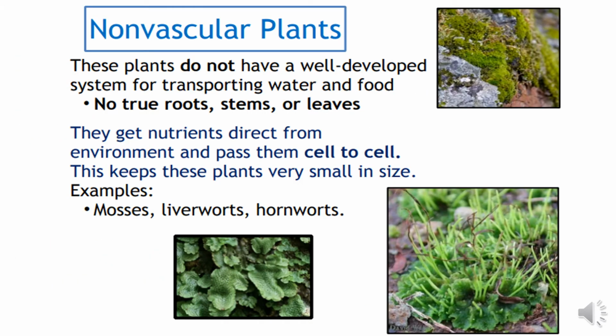Non-vascular plants do not have a system for transporting food and water, and they do not have true roots, stems, and leaves. These plants soak up water and food from the soil, like a sponge. They live close to the ground to get nutrients from the environment. For that reason, they are much smaller than vascular plants. Examples: mosses, liverworts, and hornworts.